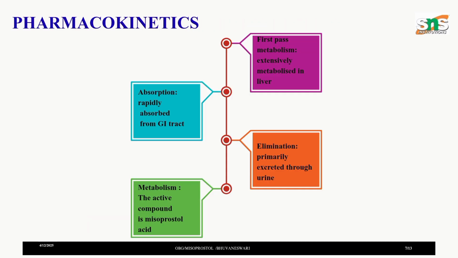Next, pharmacokinetics. Absorption: rapidly absorbed from GI tract. First pass metabolism: extensively metabolized in liver. Metabolism: the active compound is misoprostol acid. Elimination: primarily excreted through urine.